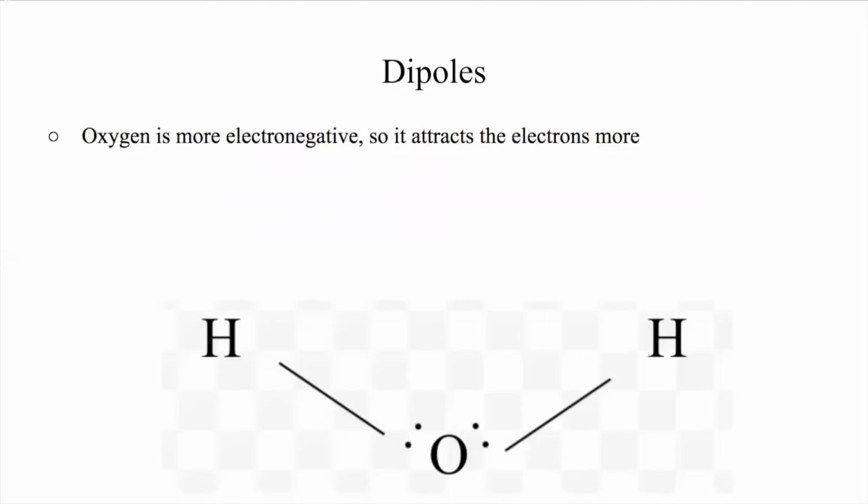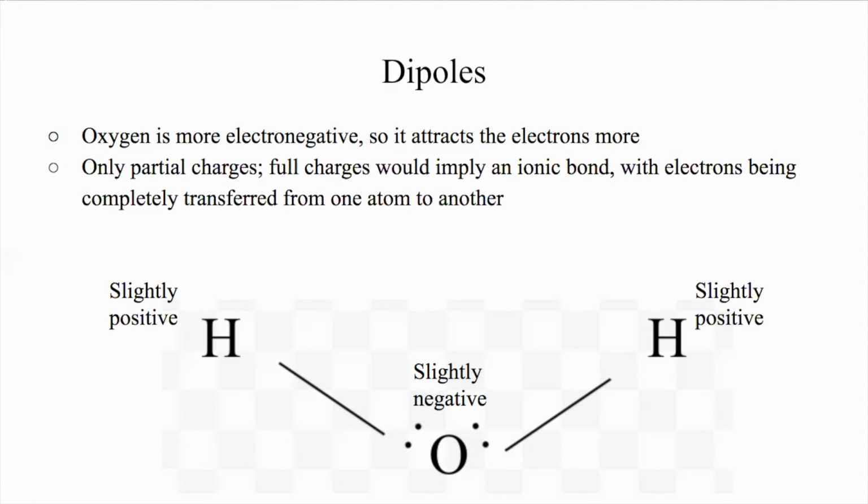Let's get back to the polar bonds, like the ones in this water molecule. Remember that oxygen is the more electronegative atom, so it will attract the electrons closer to itself than hydrogen. This forms a slight negative charge near the oxygen atom, since electrons are negatively charged, and a slight positive charge at the hydrogen atoms, since their valence electrons are being taken away. These are not full charges.